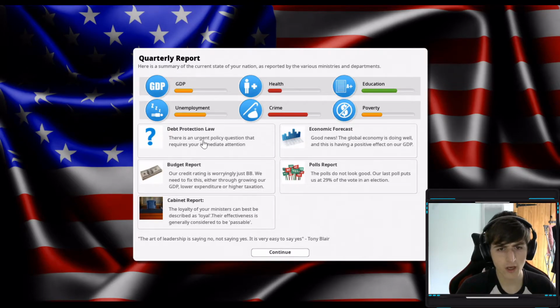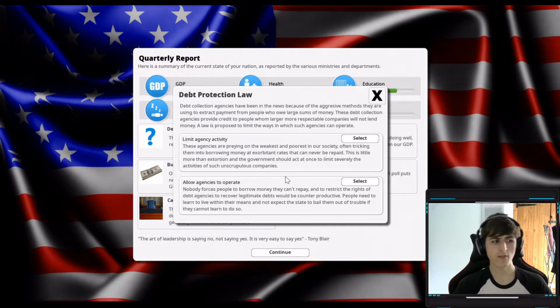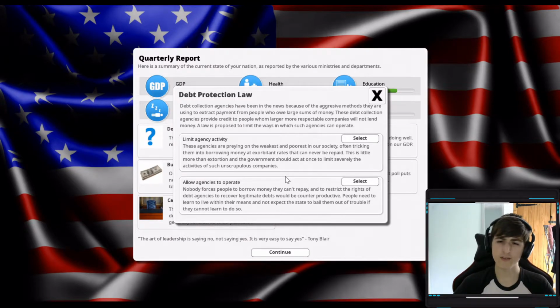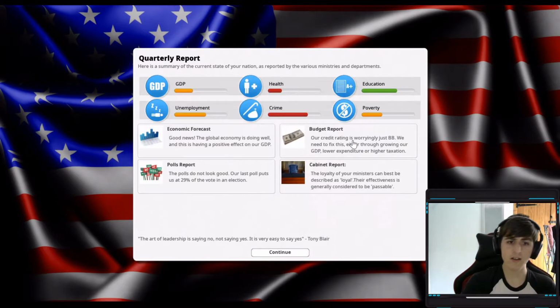So we've got an urgent policy question that requires our attention, which is debt protection law. They provide credit to people whom larger, more resourceful companies will not lend money, but they are quite predatory. This is a thing that could potentially have an impact one way or another depending on what you go. Allowing the agencies to operate will probably make capitalists feel a little bit better, because you're not infringing on their ability to make money. But if you limit the agent activity, it might help the poorer section of society, because even though they're not getting these loans anymore, this is something that does affect them very negatively in the long term. So I'll limit this agency activity.